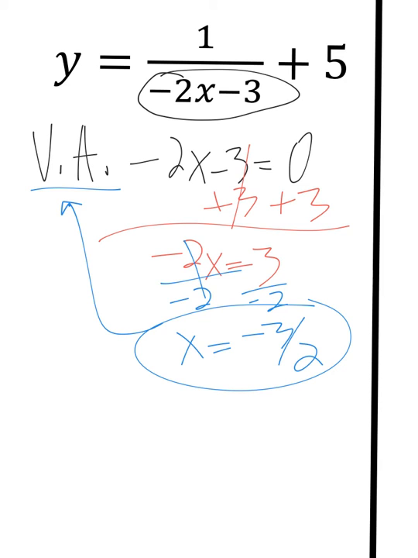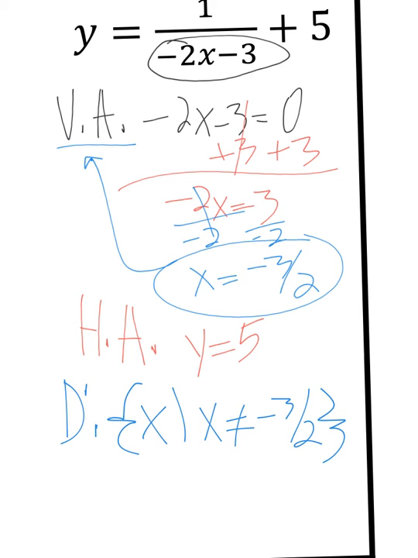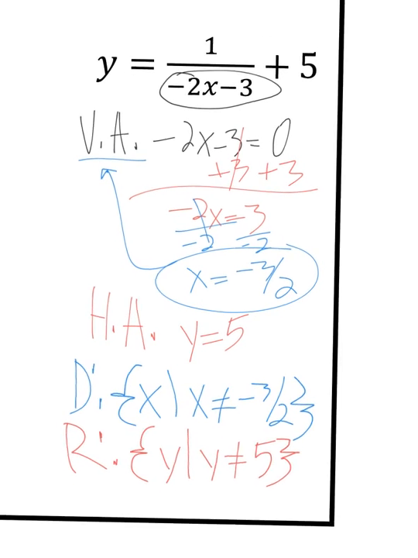So my horizontal asymptote, that remains unchanged. It's still just +5. So y equals +5. And so with that, I can write my domain and range statements. So my domain is x is in all real numbers, such that x cannot equal -3/2, and my range, I should say, is y is in all real numbers, such that y cannot equal +5. And so this last example is going to wrap it up for the notes.